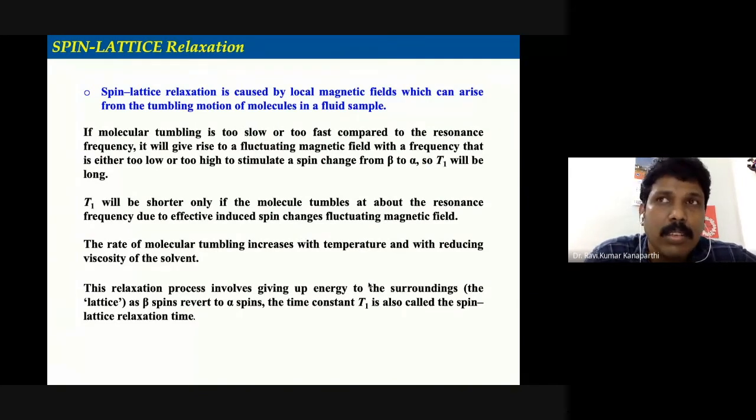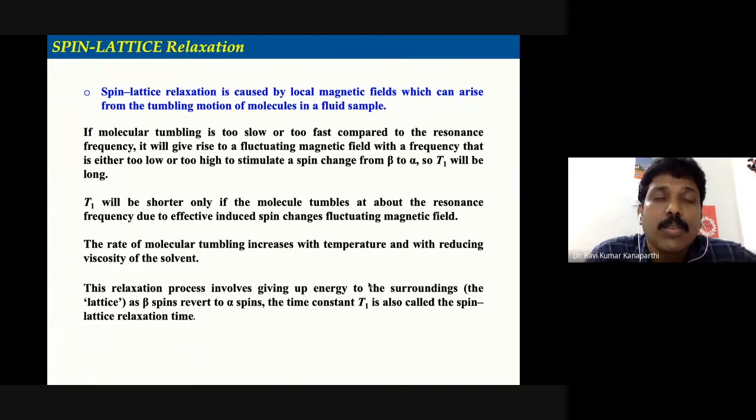Normally NMR spectra are recorded in the liquid state. Of course, we do have solid state NMR, but in normal NMR situations we have the problem of the tumbling motion. This tumbling motion is something that can contribute to the spin lattice relaxation.